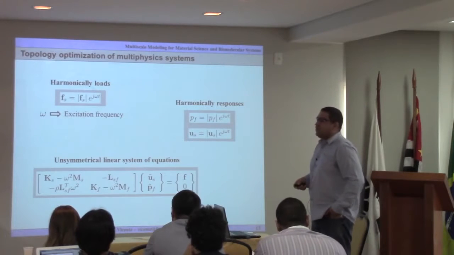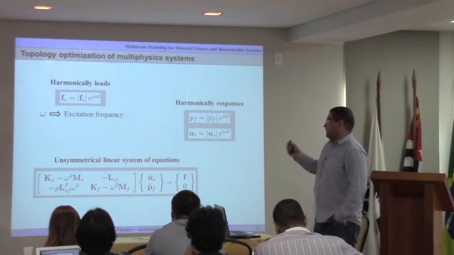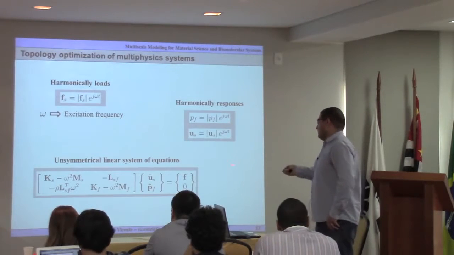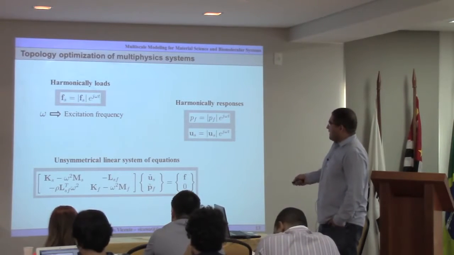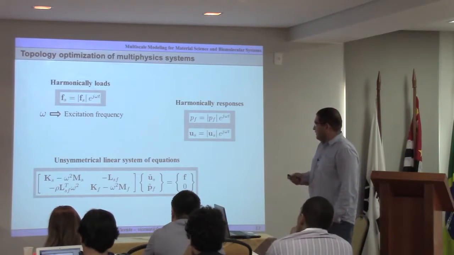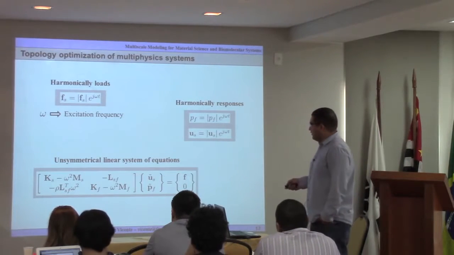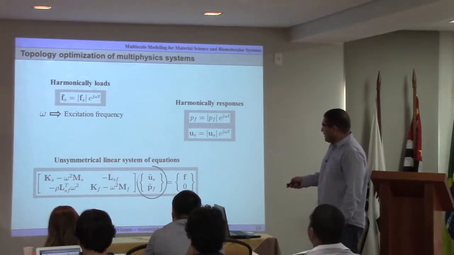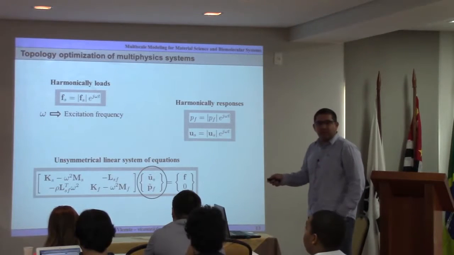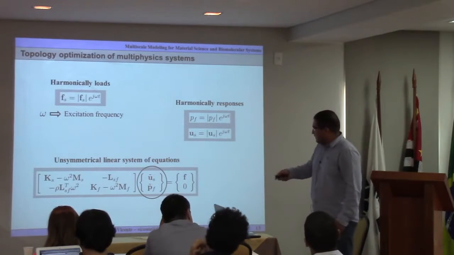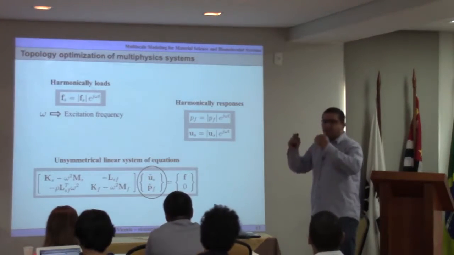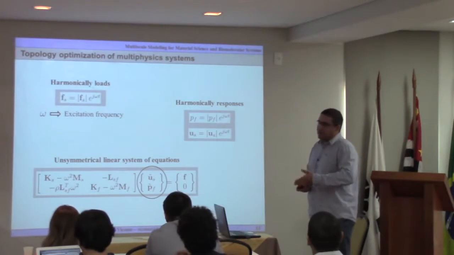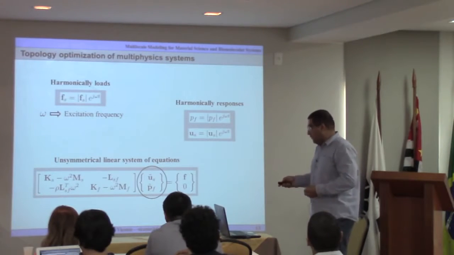Then a harmonic load is applied in the structure or in the fluid part, and once we have harmonic loads, we have a harmonic response. And our unsymmetrical linear system, considering these harmonic loads, can be written as you see here. Then we want to optimize, actually we want to minimize this response: the displacement of the structure, and the pressure, that is the acoustic pressure in the fluid domain.